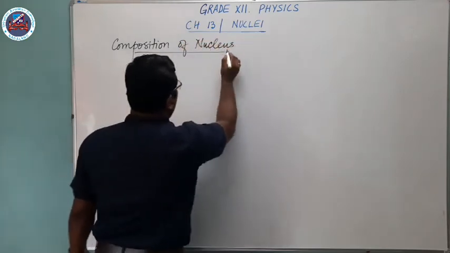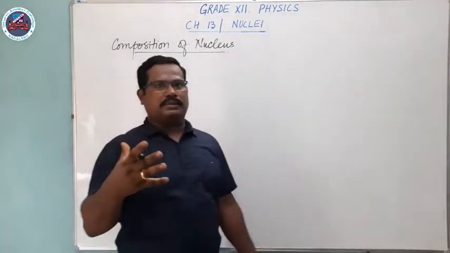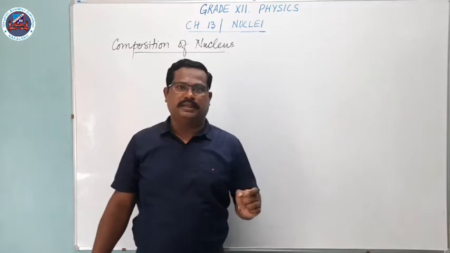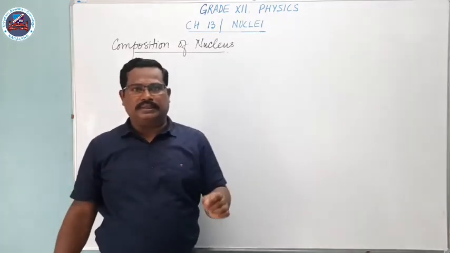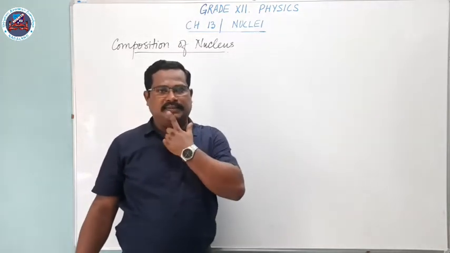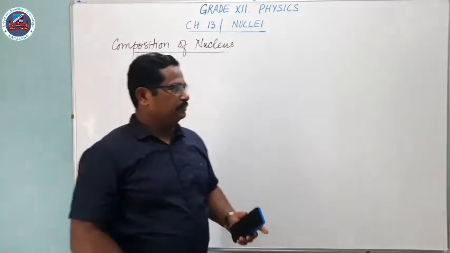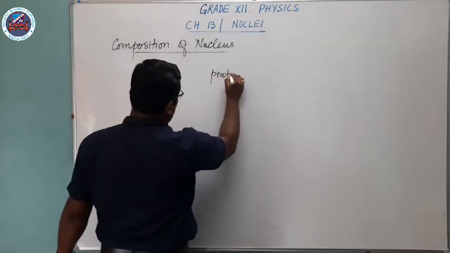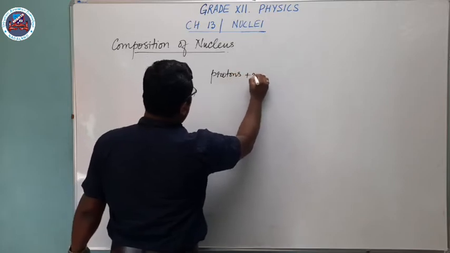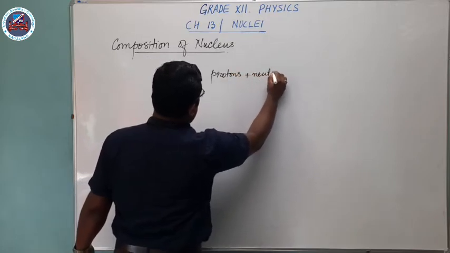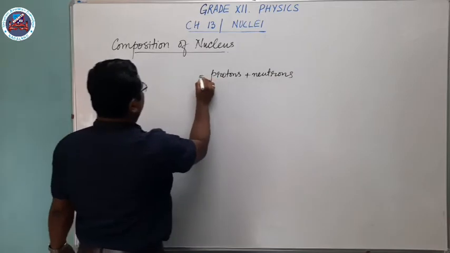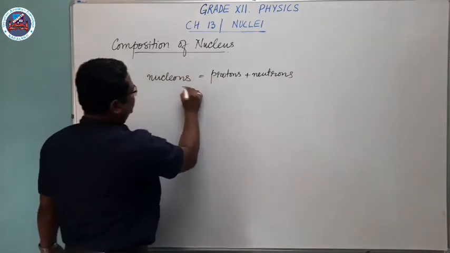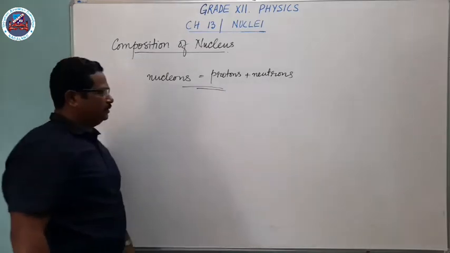When we say composition of nucleus, inside nucleus what substances can you find? The elementary particles you can find inside the nucleus are the protons and the neutrons. That is very clear to you. Now this sum of protons and neutrons together we call as nucleons as well.